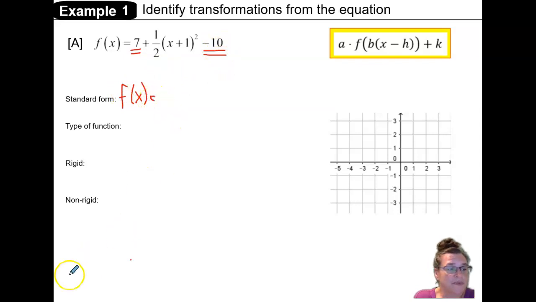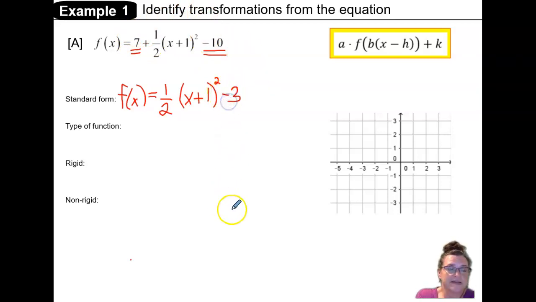Then our standard form is going to look like f of x equals, because in standard form we're trying to get it to match this transformation form. So we'll have f of x is equal to 1/2 times the quantity x plus 1 squared, and then positive 7 minus 10 would be simplified to negative 3. Now I can see that, once it's in standard form, my a, the number in front of the function, is 1/2.